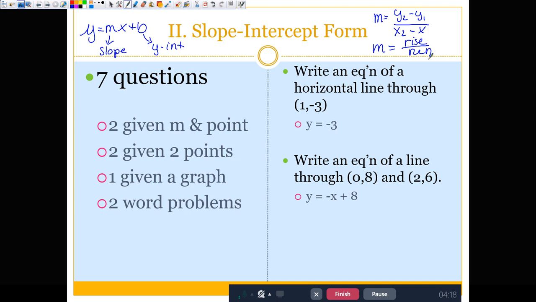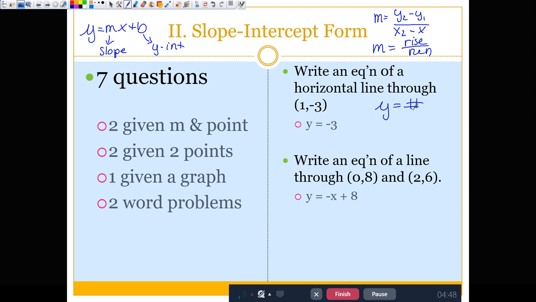So in this first one, it says write an equation of a horizontal line. So a horizontal line is always y equals a number, and whatever the y value is. So in this case, y equals -3. If they said write an equation of a vertical line, what would it be? x equals a number, and what is my x value here? 1, so it would be x equals 1, okay?